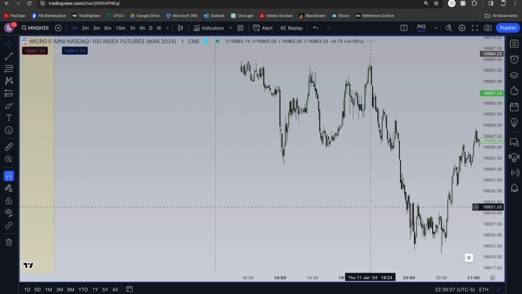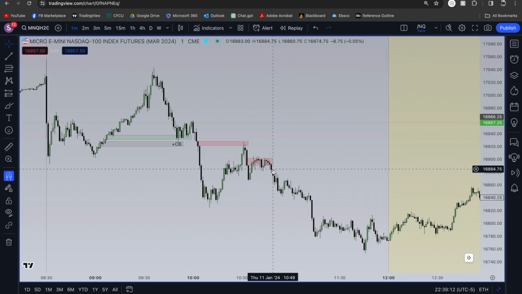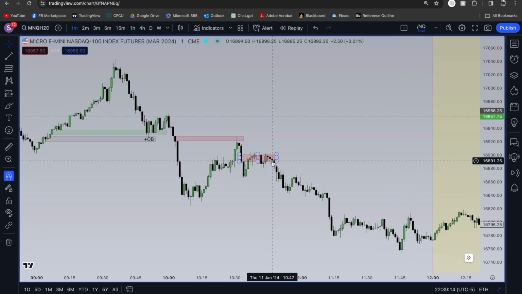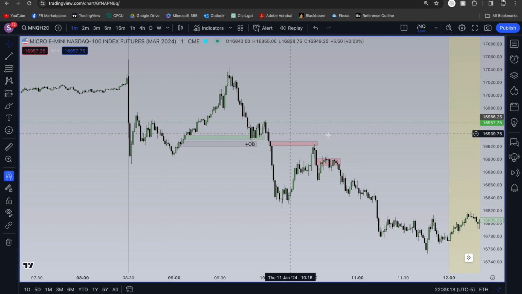I didn't have all the variables at the time and I wasn't confident, so I got out. So that's just one trade I saw today.